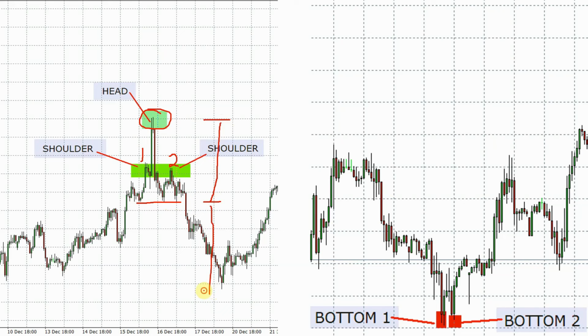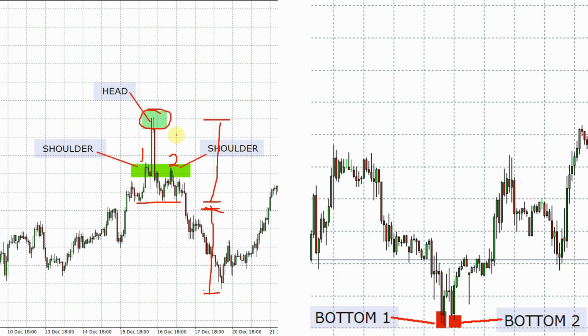Can you see that? Sorry, pardon my drawing once again. Can you see that? So we have the same distance replicated from the head to the neckline as our TP region that we could use to make profit. So that's super important. So this is for the head and shoulders.